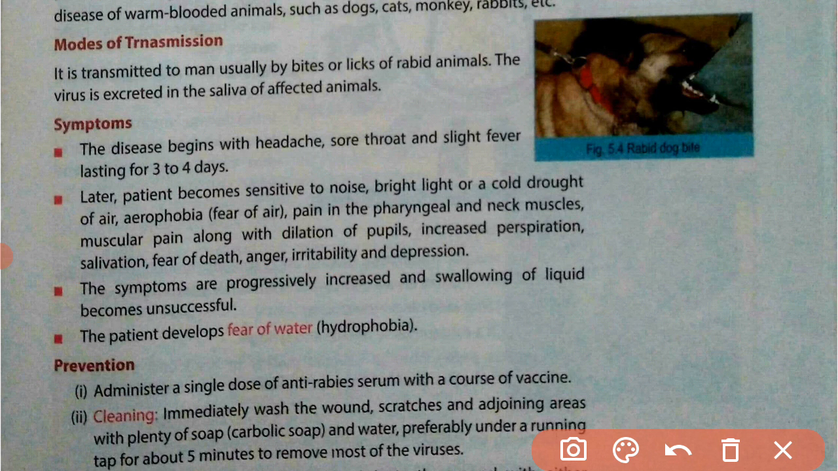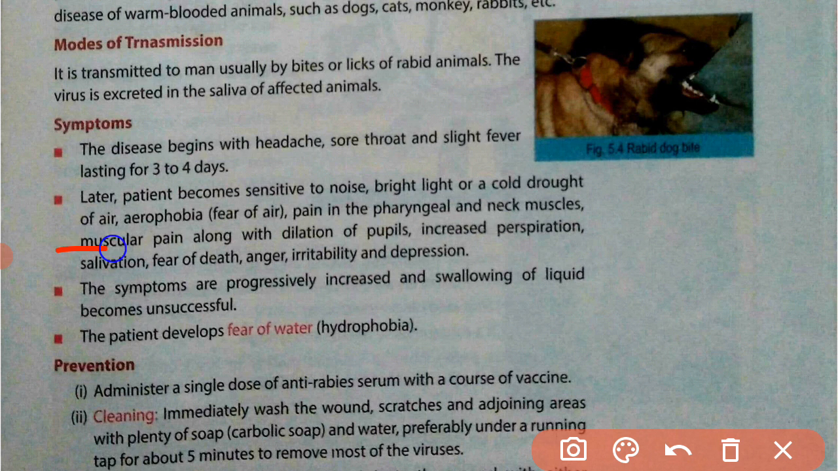So there are many symptoms that occur in a person who is suffering with rabies, hydrophobia. The patient becomes sensitive to noise. When any noise occurs, they become hyper. They also fear bright light, cold, and also fear the air. When wind blows very fast, they feel nausea, they become hyper, and they start to react in a very hyper manner. They also feel pain in the neck and in the pharynx, the front part of the food pipe, and in the neck muscles.